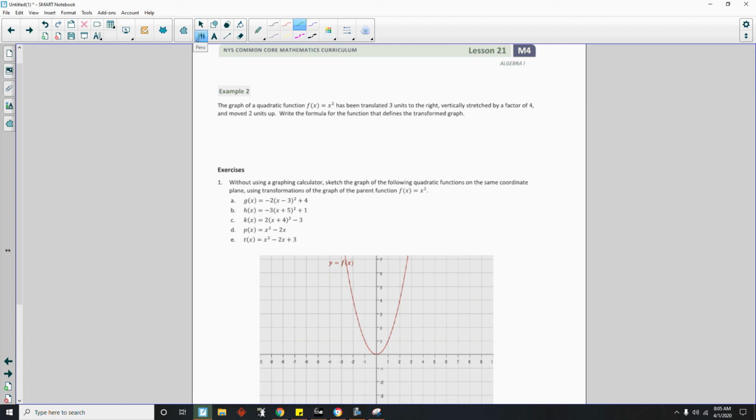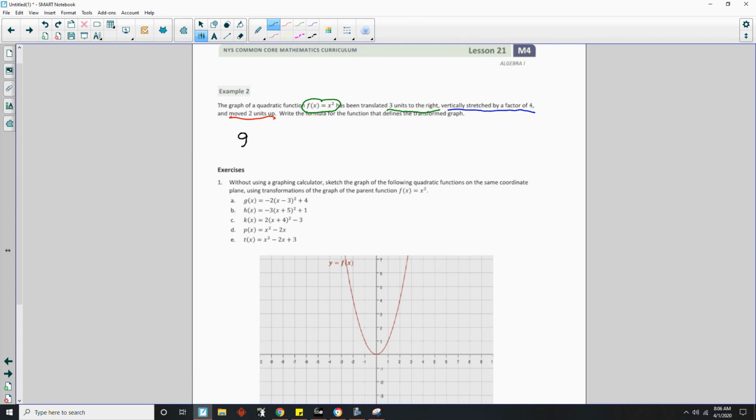Okay, so let's just underline the given or highlight or whatever. You always should do this. So they're given the parent function f of x equals x squared. 3 units to the right, vertical stretch by a factor of 4, moved 2 units up. Write this formula as a defined graph.